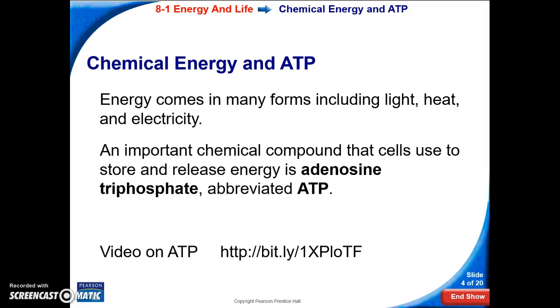At the bottom of this slide, you can see there's a video on ATP. It's only about 8 minutes, I believe. So watch that. It'll give you a lot more information on ATP that you can watch on your own time.